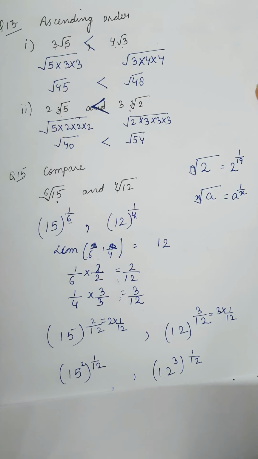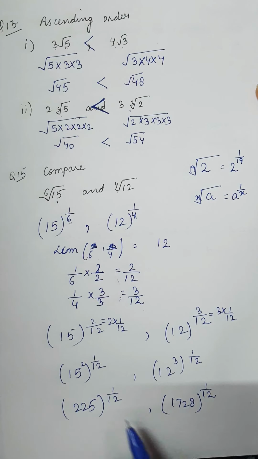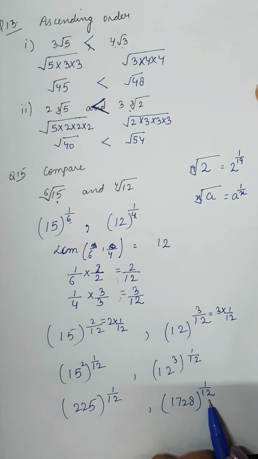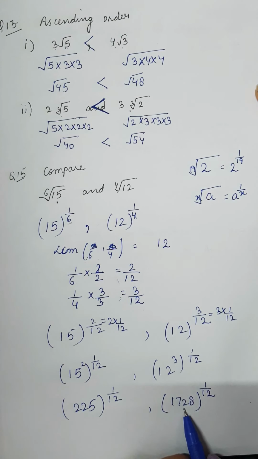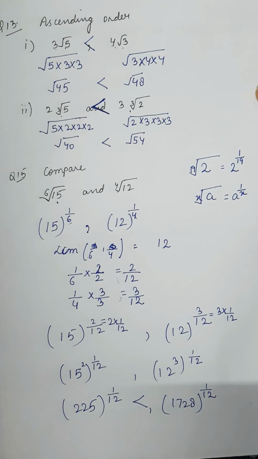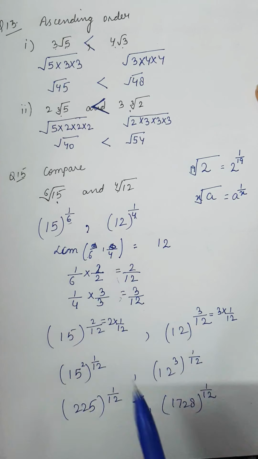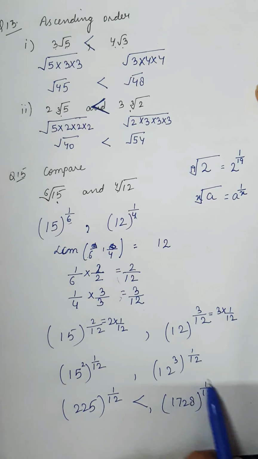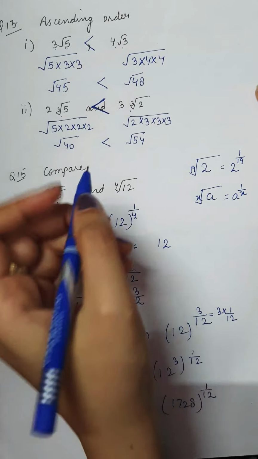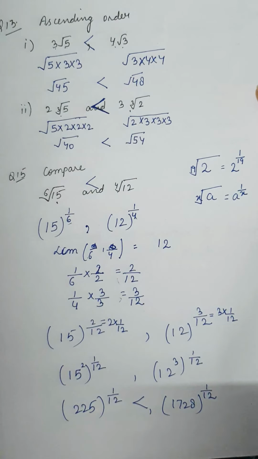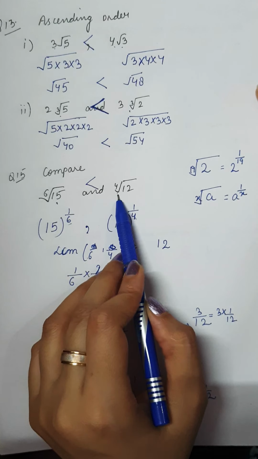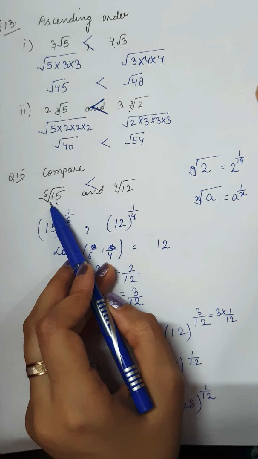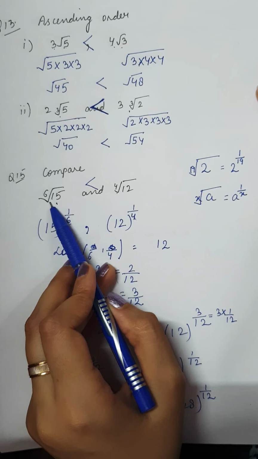Now the value of 15 squared is 225 and 12 cubed is 1728. Since both the bases are different but both the powers are the same, I can compare the bases. This is greater, so this is greater. Initially this was representing this number, so this is greater. So the 4th root of 12 is greater than the 6th root of 15.